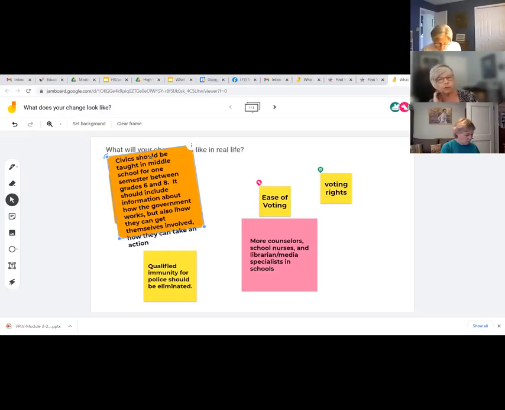You can just click on your sticky note and edit it right on the sticky note. And it might begin, a law should be passed that.